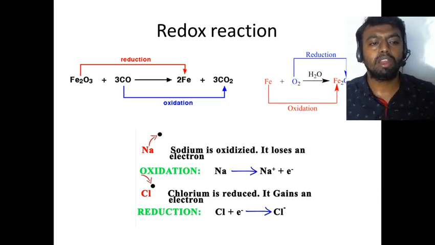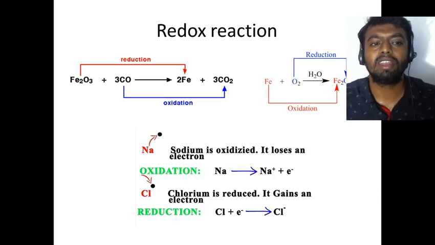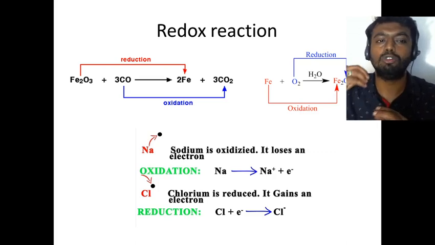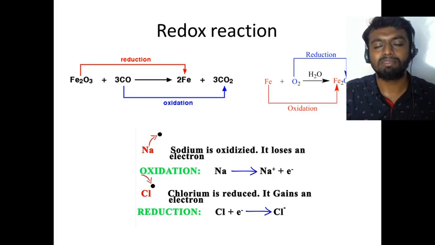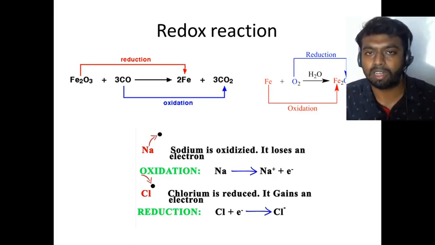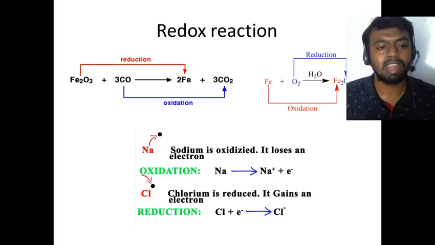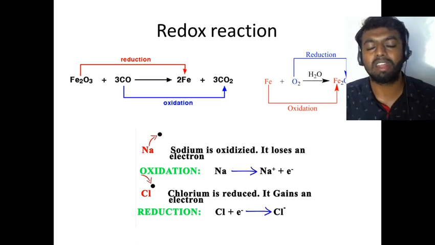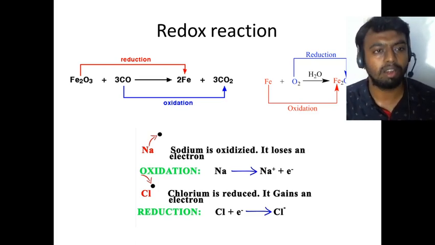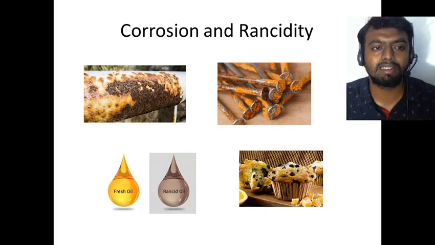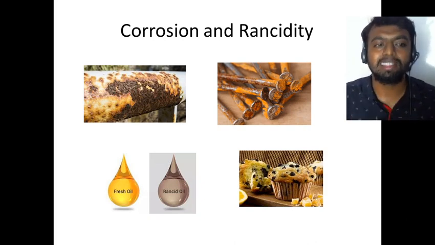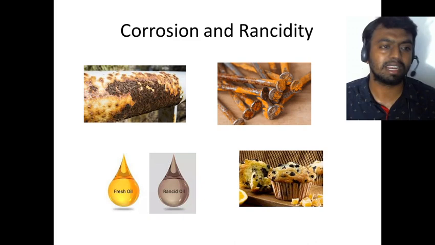And with respect to electrons, if any substance is losing electron, then we call it as oxidation. If somebody is gaining electron, then we call it as reduction. So gaining and losing wherever will happen, that reaction also you can consider as redox reaction. So these two, that is corrosion and rancidity, are the best examples of natural redox reactions.